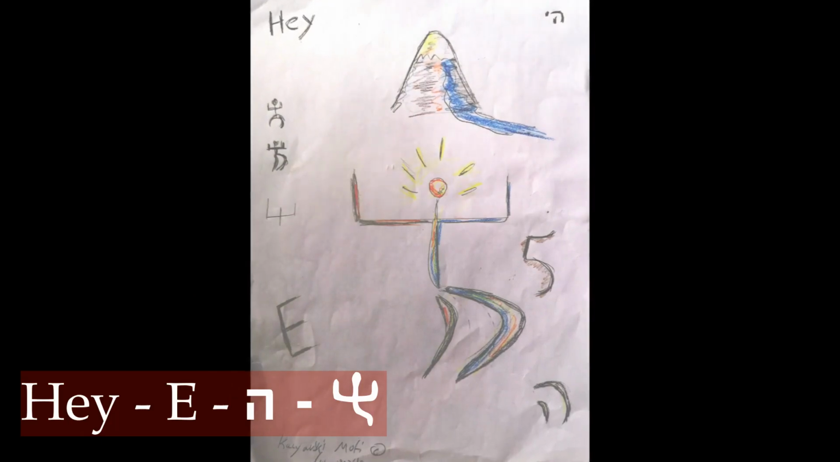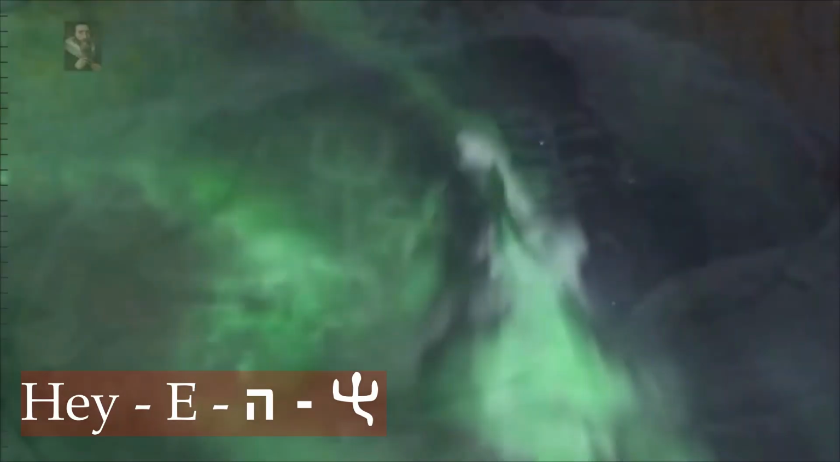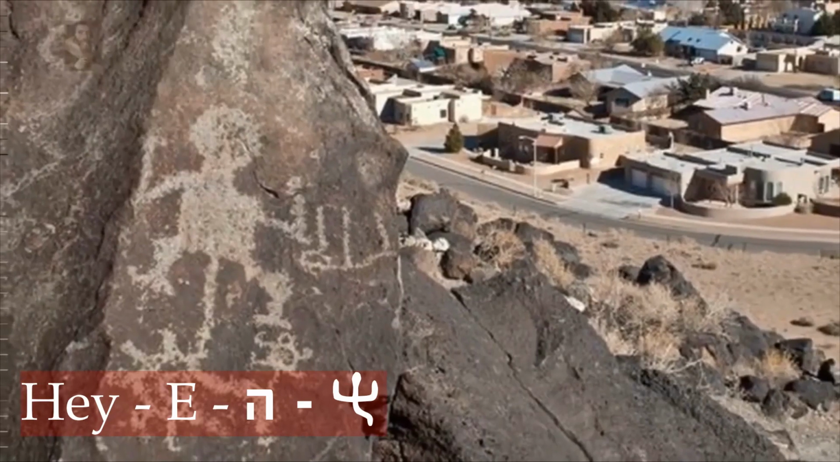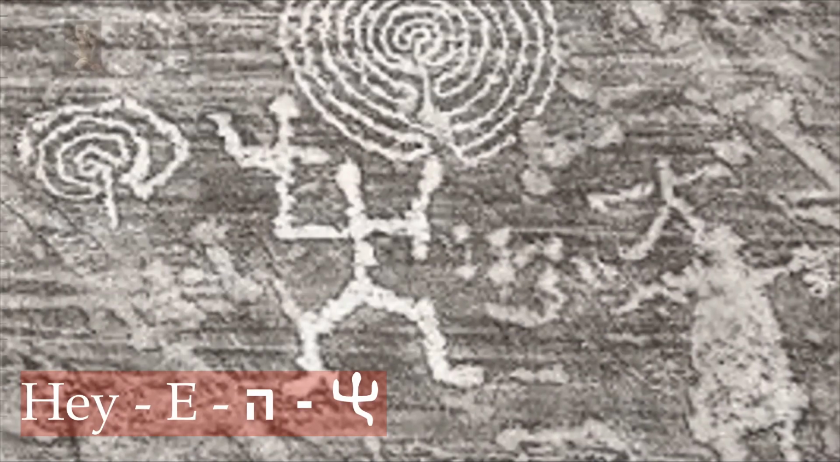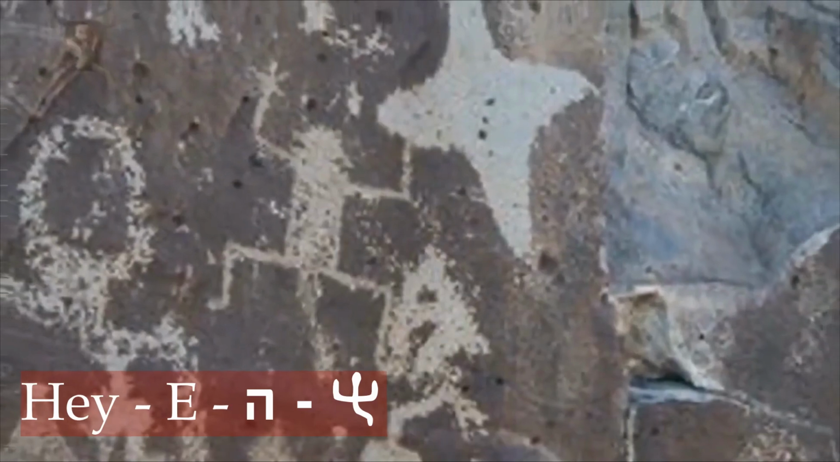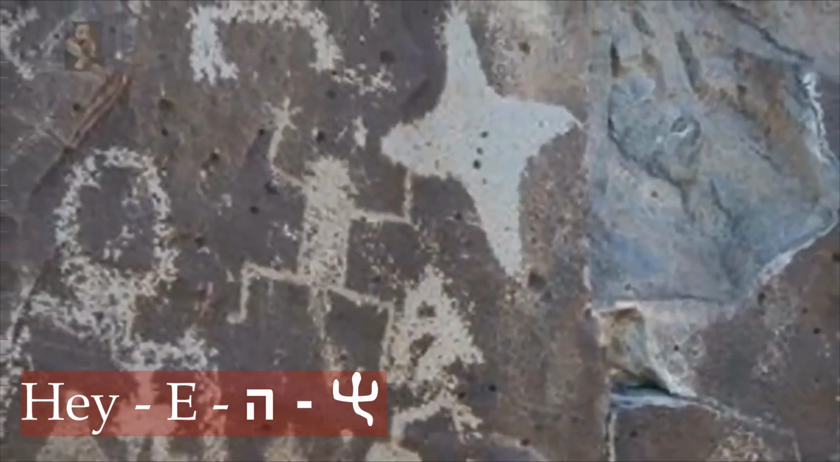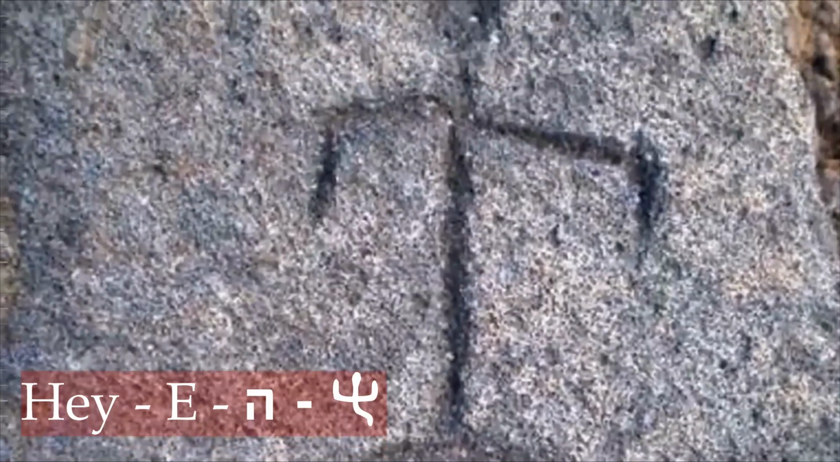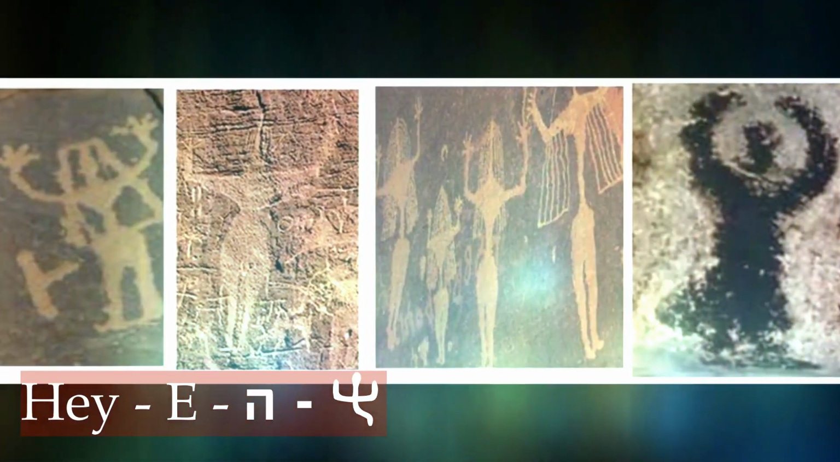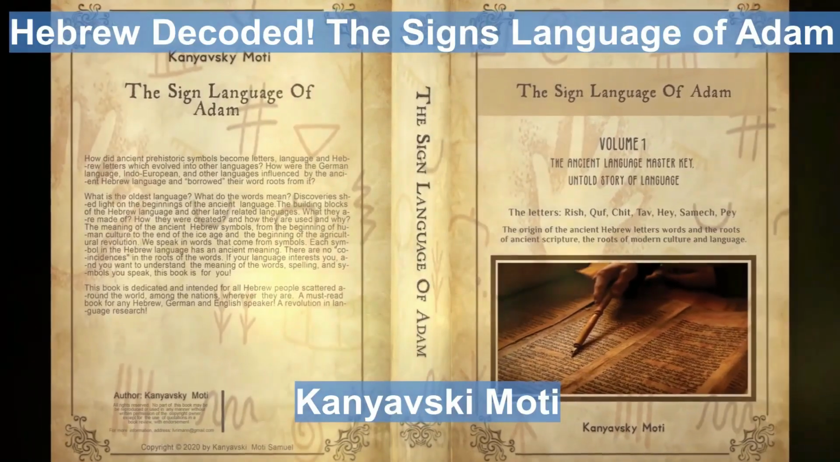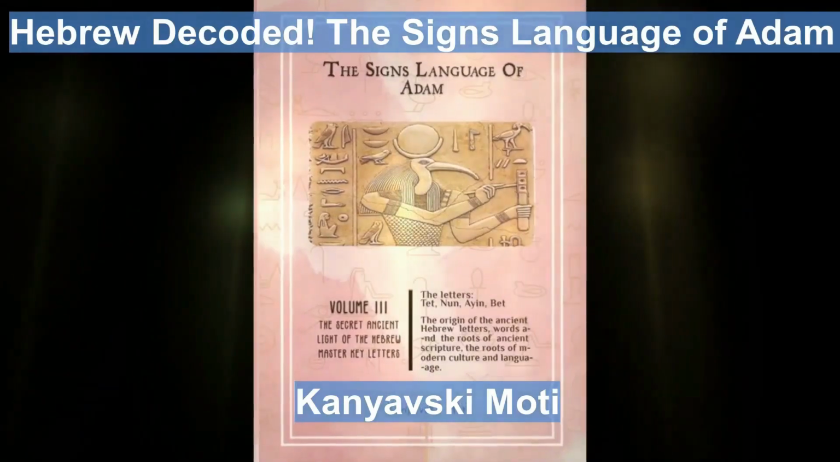The letter Hey, corresponding to the letter E, is in the sense of worship, and of height. The symbol that became the sign of the Lord, Hey, can be found all over the world in ancient sites, on caves' walls, in places of sacred worship, and in murals. Some, going back to the Ice Age, appear together with the aforementioned hand sign. For more on the letter Hey, see the book Hebrew Decoded. The signs language of Adam.